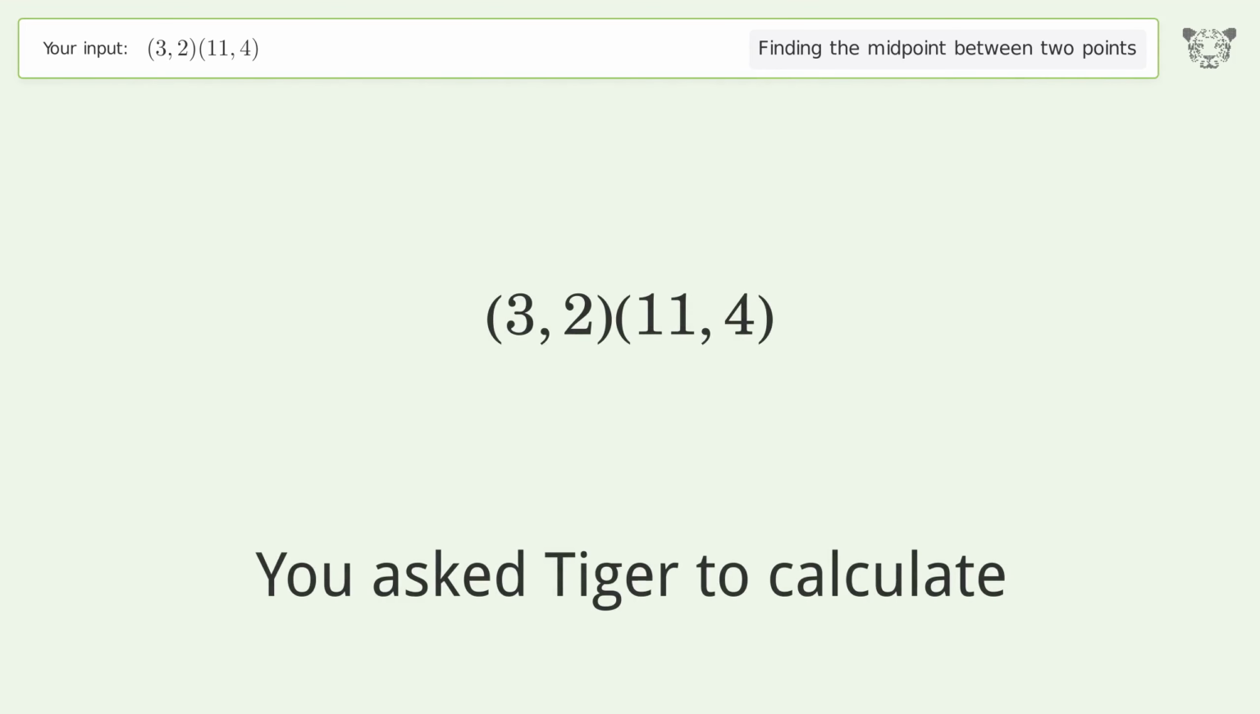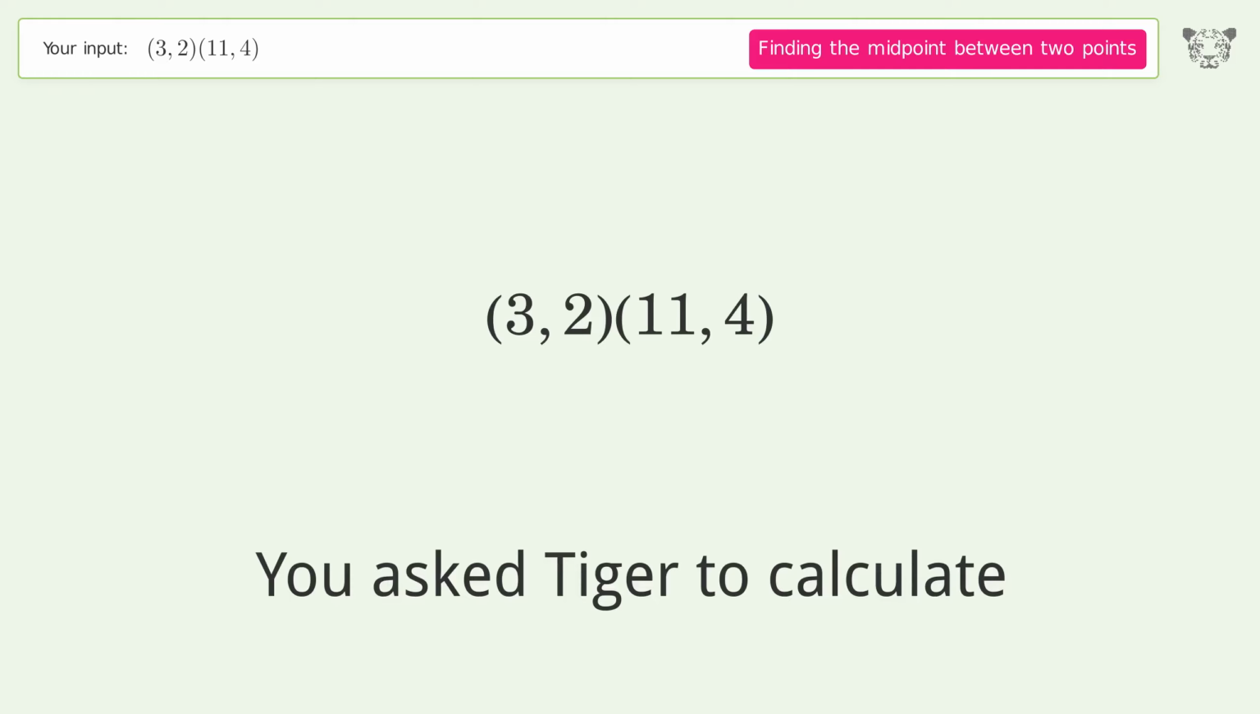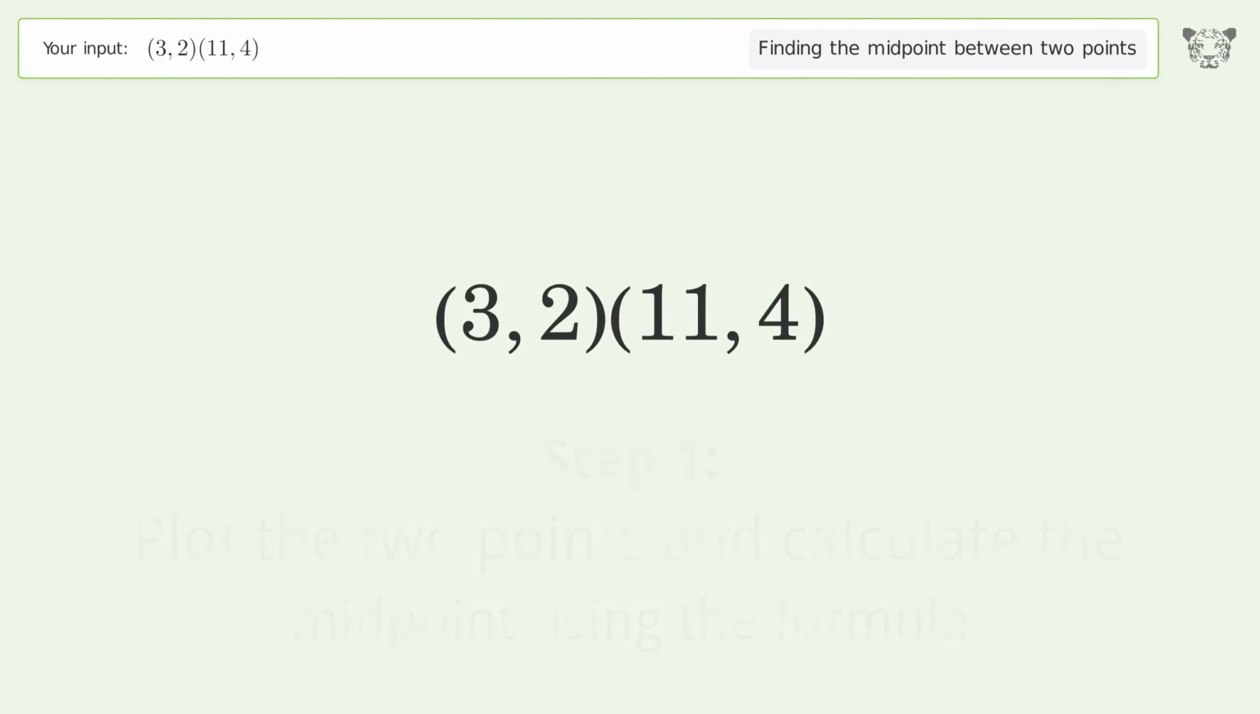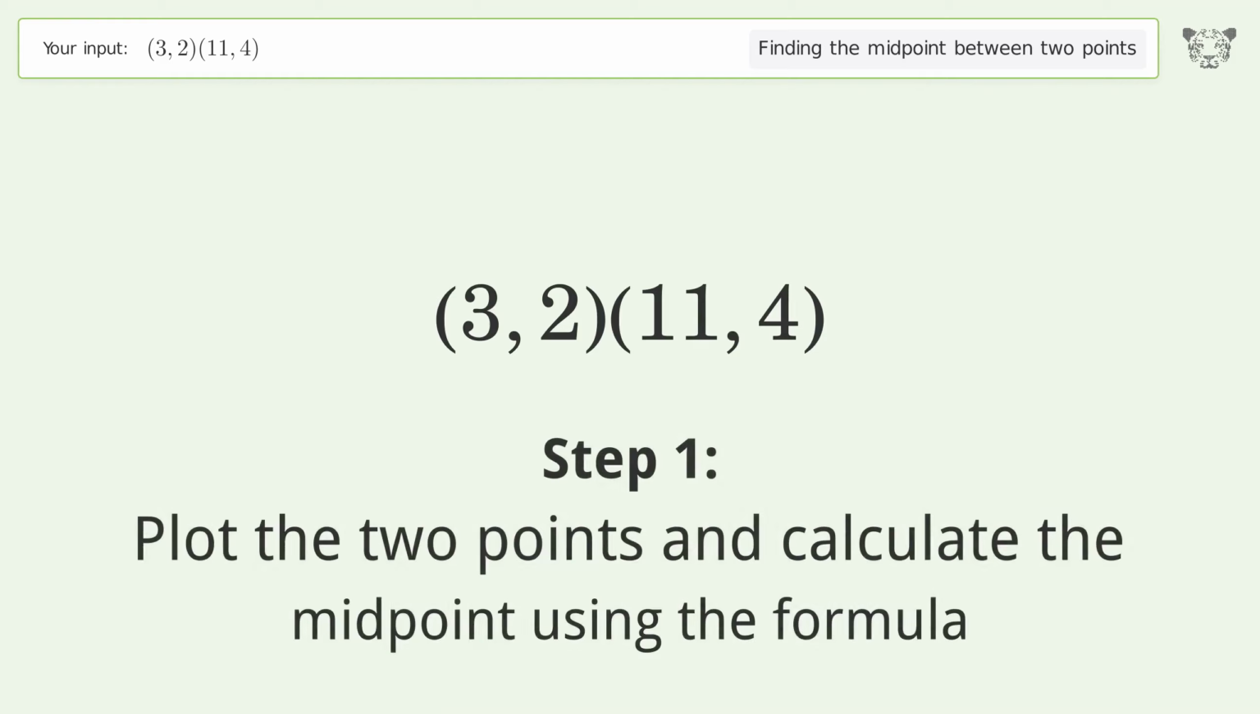You ask Tiger to calculate. This deals with finding the midpoint between 2 points. The midpoint between the 2 points is 7, 3. Let's solve it step by step. Plot the 2 points and calculate the midpoint using the formula.